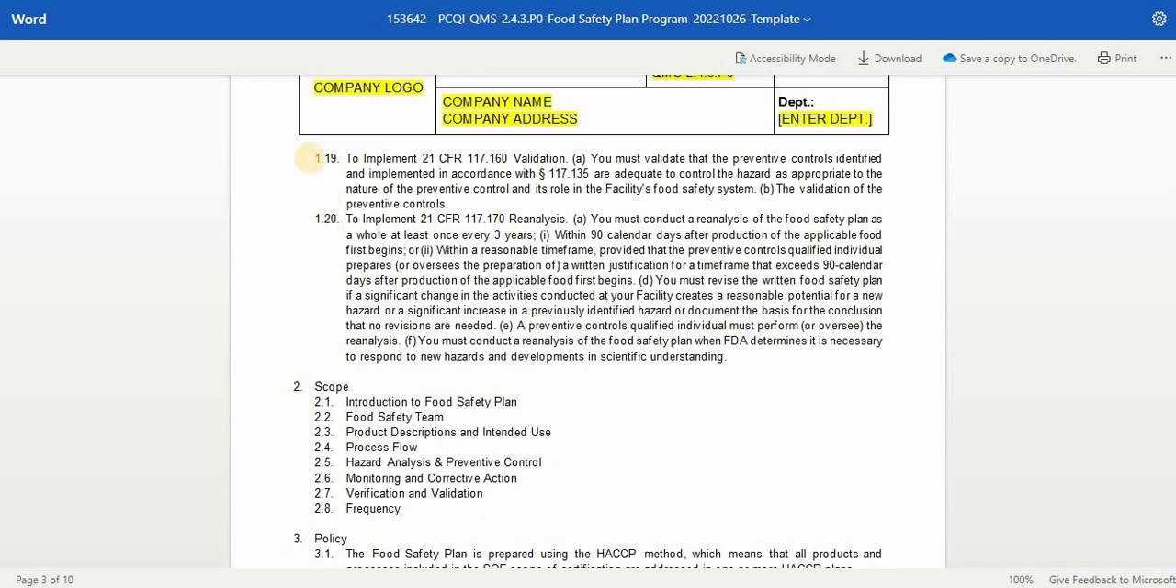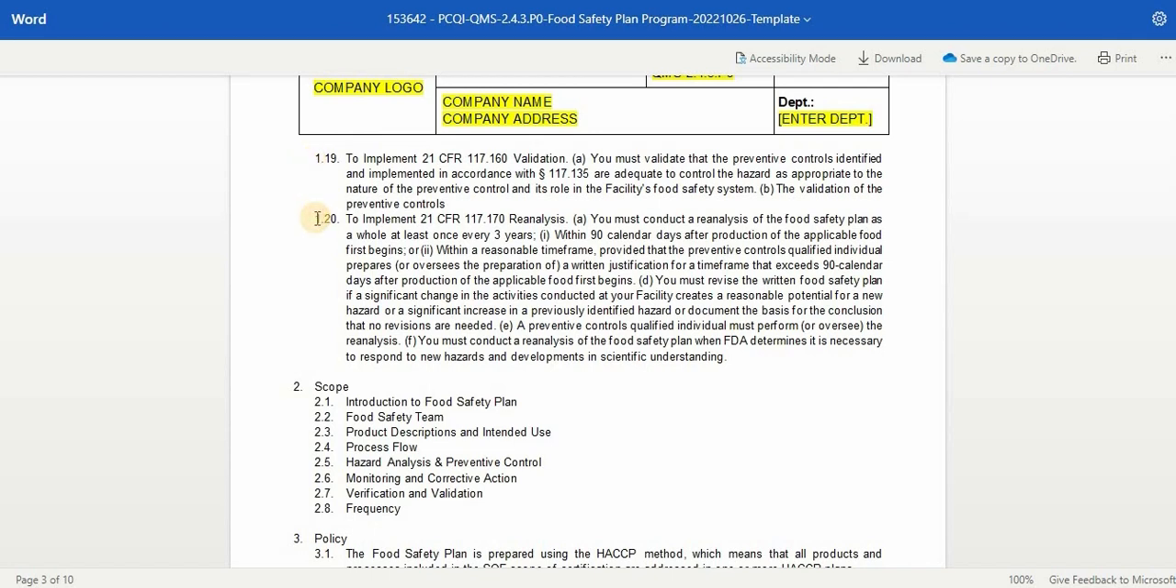19th, to implement 21 CFR 117.160 validation. You must validate that the preventive controls identified and implemented in accordance with 117.135 are adequate to control the hazard, as appropriate to the nature of the preventive control and its role in the facility's food safety system. And B. The validation of the preventive controls.